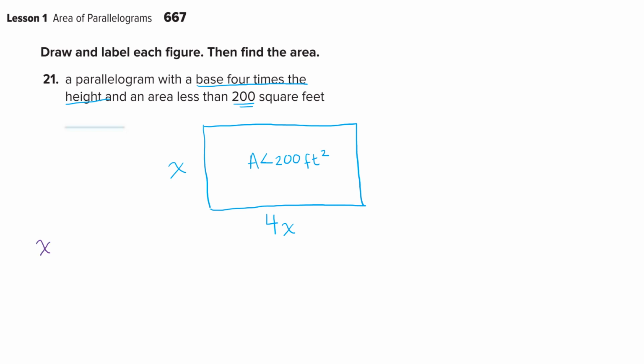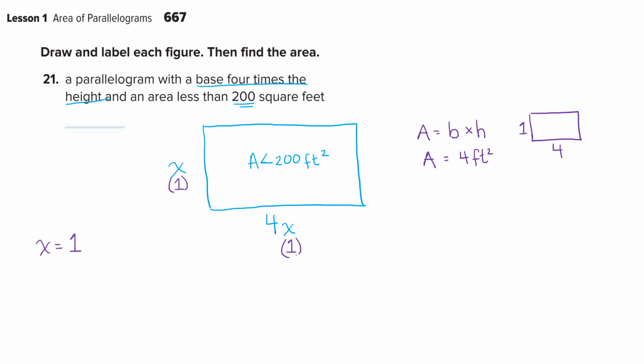So let's make x equal 1 to see where we start. So we have 1, and we make this 1. And area is going to equal base times height. So we have our rectangle here, and so the height is going to be 1, and the base is going to be 4 times 1, which is 4. Okay, so the area is going to be 4 feet squared.